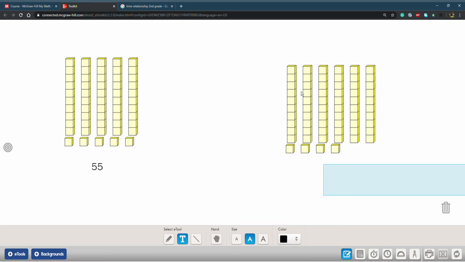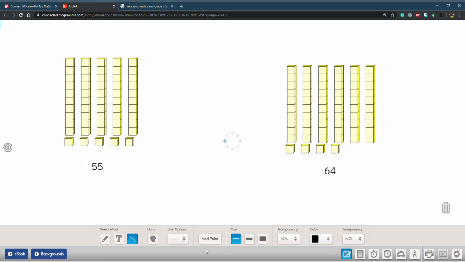What about this number here? 1, 2, 3, 4, 5, 6. 6 tens, and how many ones? 1, 2, 3, 4. So 64. So always we are starting from where? We are starting from the left. Don't forget this. Okay? We are starting from the left.